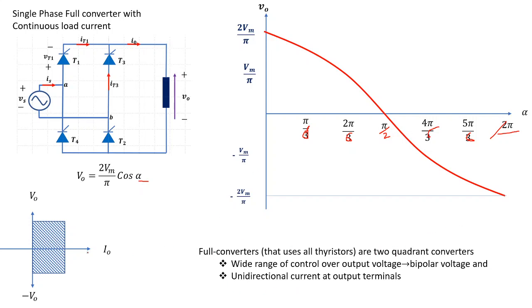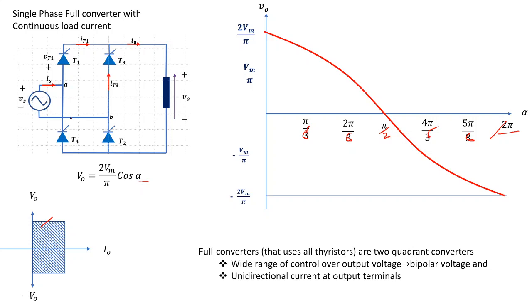The other quadrants are not possible because I0 is always positive. In the first quadrant, V0 is positive and I0 is positive. In the second quadrant, the output voltage is negative and the output current is positive. So current is always positive. That is due to the unidirectional nature of these thyristors. A thyristor can allow current in only one direction. They are unidirectional switches, due to which current is always positive. But load voltage can become positive or negative. So it is a 2 quadrant converter.